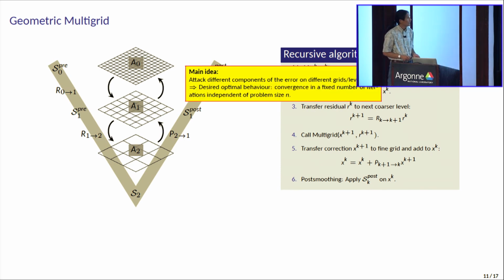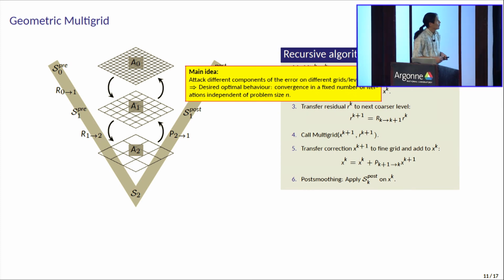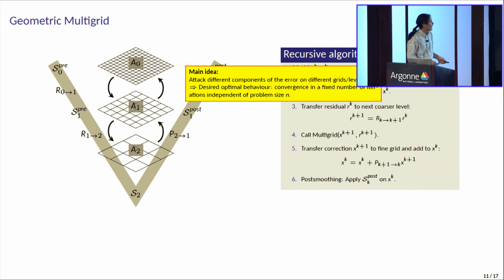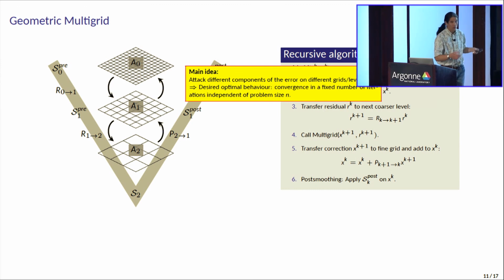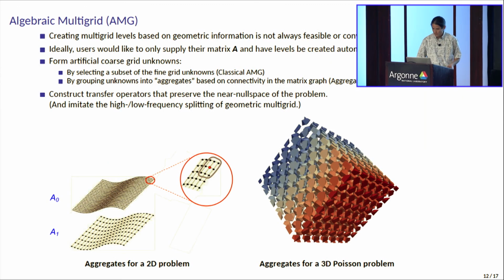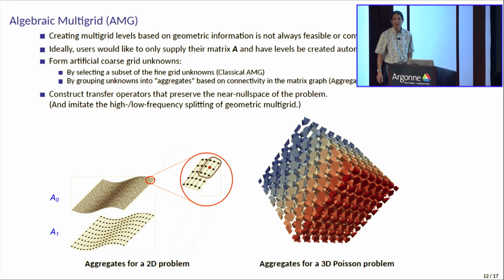Okay, but anyway, the main idea to take away here is that you have different multigrid levels. This is called the hierarchy. And on different levels of the hierarchy, you want to attack different components of the error. And the optimal behavior, which we're aiming for, is to have convergence in a fixed number of iterations that does not grow with the size of the problem. Okay, so that's geometric multigrid.